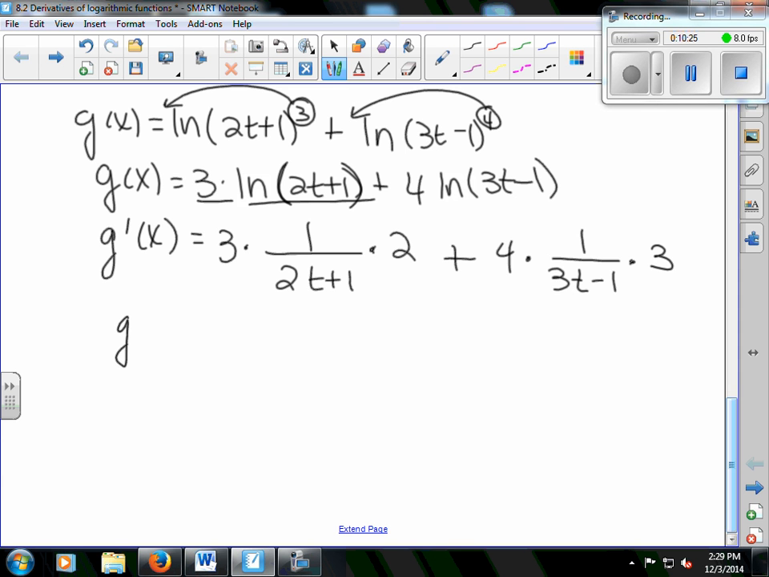And so this is a nice simple 6 over 2t plus 1 plus 12 over 3t minus 1. No ugly exponents, no product rule or any crazy chain rules. It was a very straightforward problem as soon as I wrote g of x this way. So be on the lookout for those.